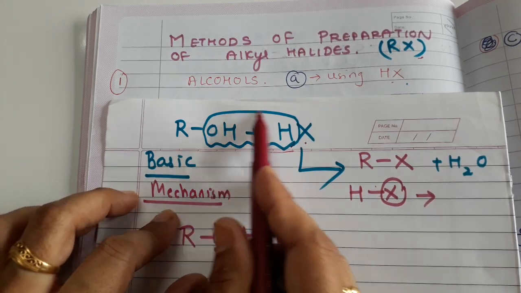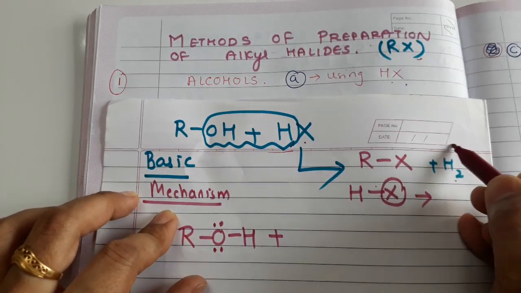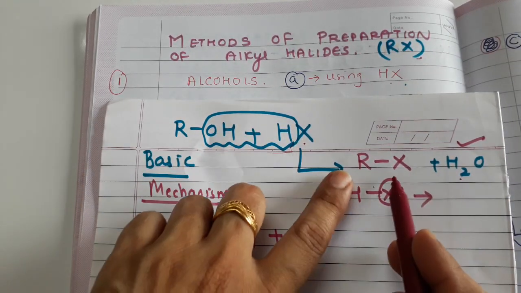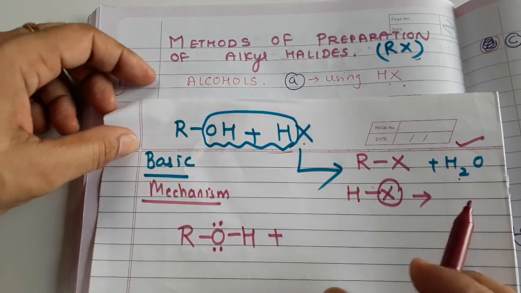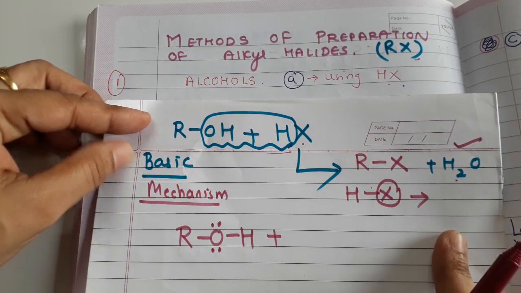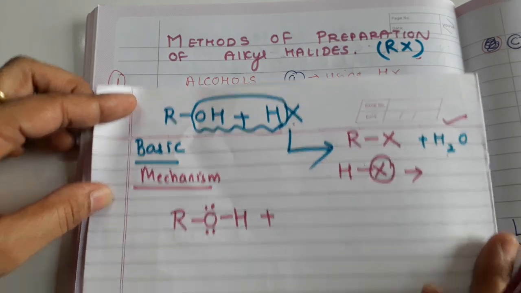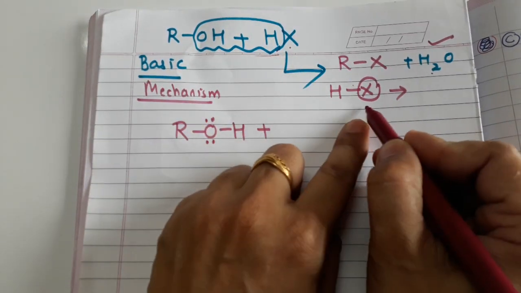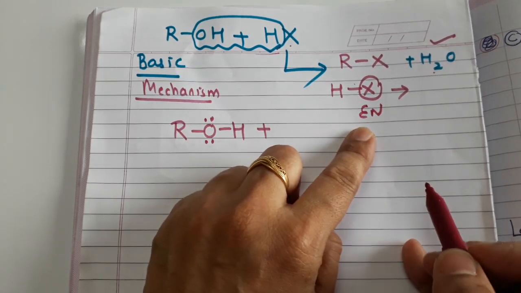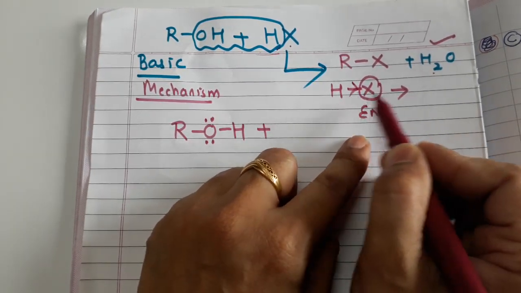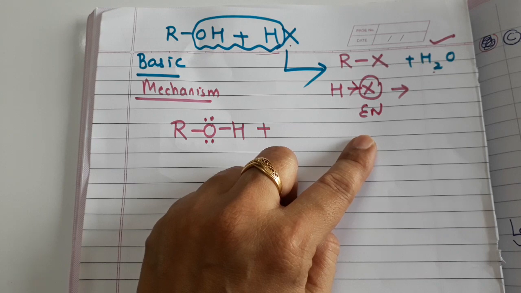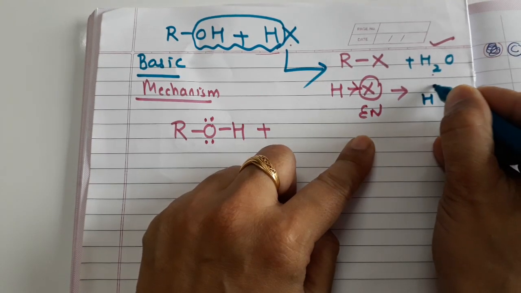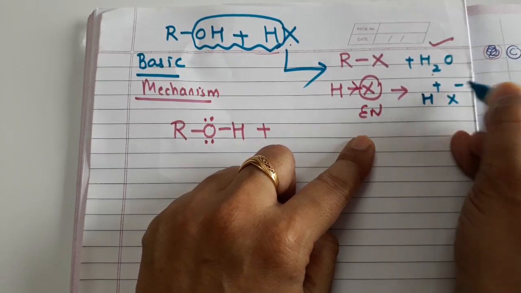Just see what is going to happen. Water will be eliminated, and we will get RX. Now let us go into the mechanism of this particular reaction, which is very easy. We have HX. We all know that X is an electronegative atom, so it will pull the shared pair of electrons more towards itself, because of which H is positive and X is negative.